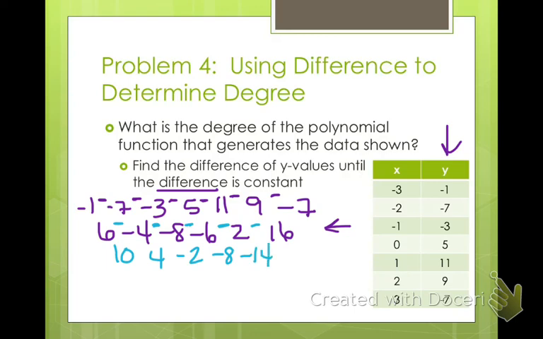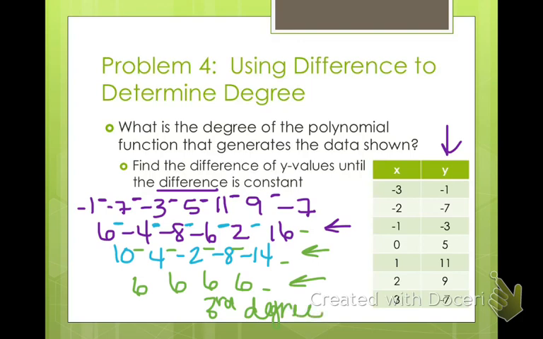Okay, these are not the same, so I'm going to go ahead and do it again until we get the same number. 10 minus 4 is 6. 4 minus negative 2 is 6. Negative 2 minus negative 8 is 6. Negative 8 minus negative 14 is 6. Okay, so we have 1, 2, 3 times that we found a difference. So this would be a third degree polynomial. So that's just a way that you can use data in order to find which degree. So it's going to make one of these kind of shapes.